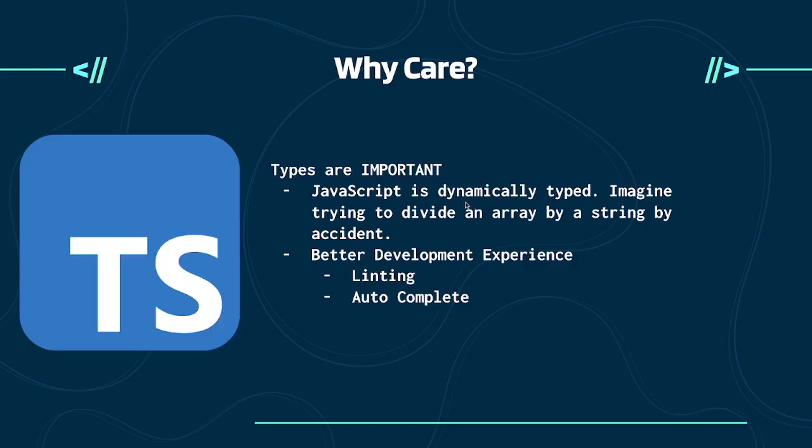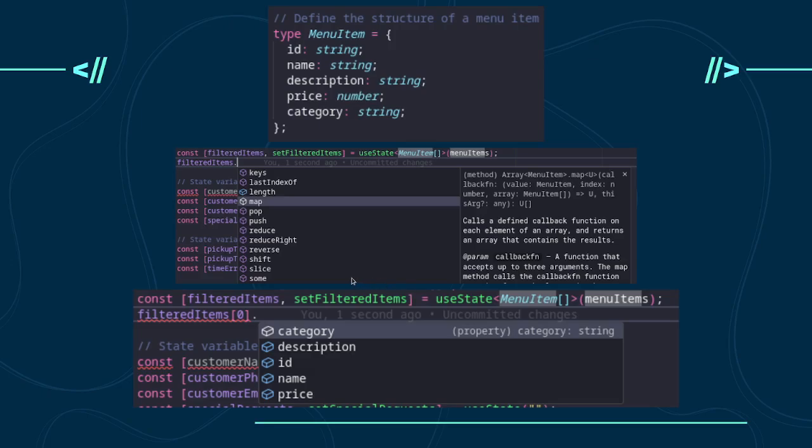Types are important. JavaScript is dynamically typed. There you go. Imagine trying to divide an array by a string and getting true or false out of it. It doesn't make sense. The other thing is linting and autocomplete, which I'm about to give an example of right now. This is the beauty of TypeScript, right? Again, let's go top to bottom here.